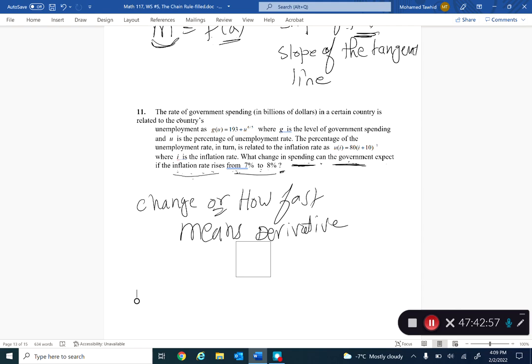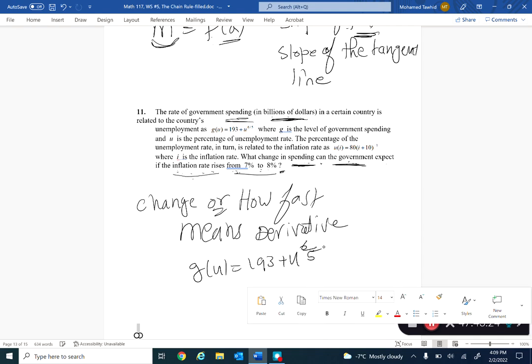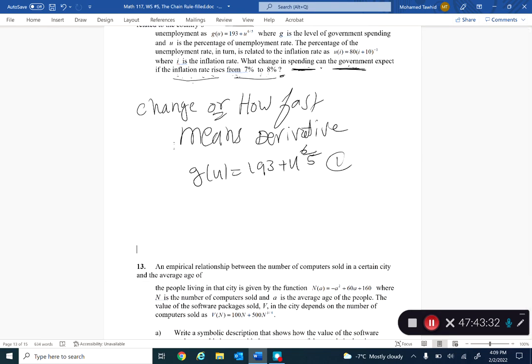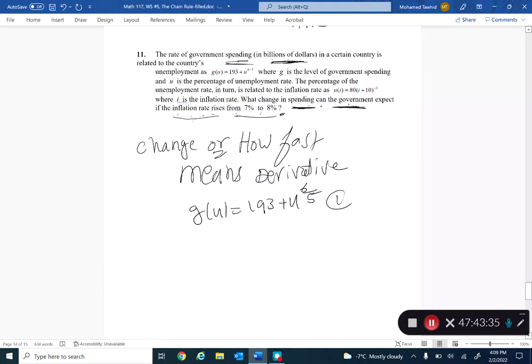So now I have to read what is given here. Go ahead and read the rate of government spending level. That is the spending level of a certain country, a certain government. The numbers are in billions, so remember this equation is scaled by billions of dollars. It's not just dollars. What is given here is G of U is 193 plus U to the 6 over 5. It is very important to understand what is given so that you can explain what the number means. So here, what is your G?